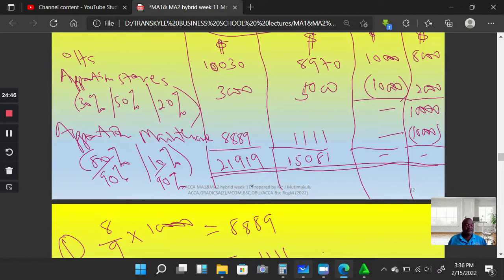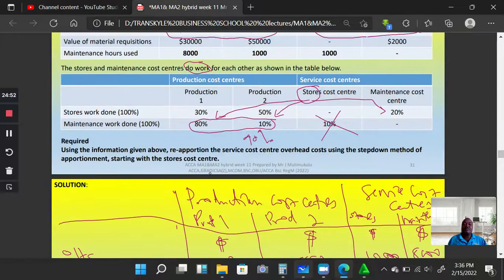Okay, you can see that these are the total overheads, and we have done this using the information given, reapportioning the service cost center overhead costs using the step down method of apportionment starting from the stores cost center.